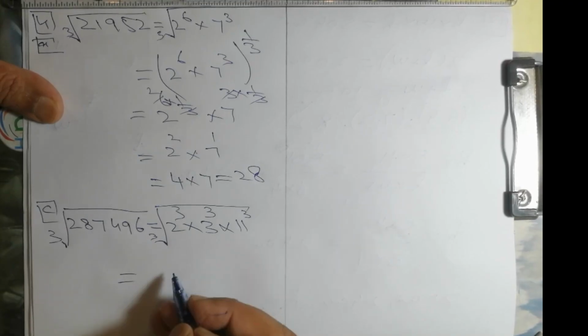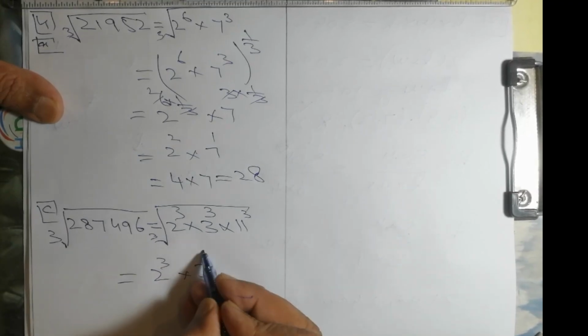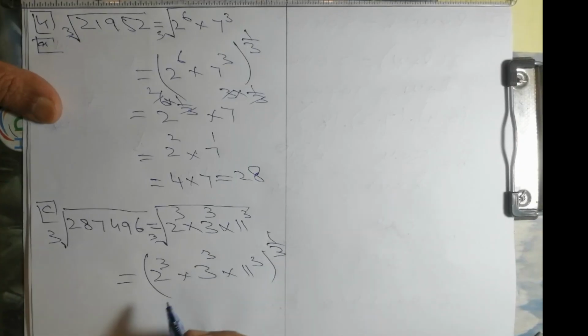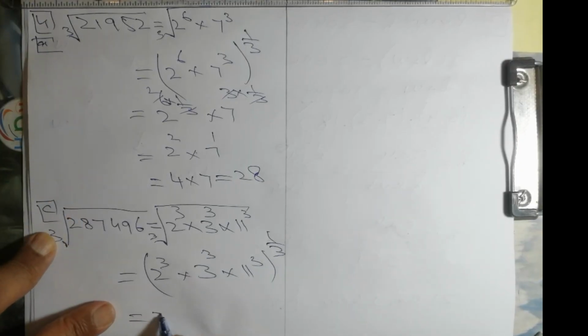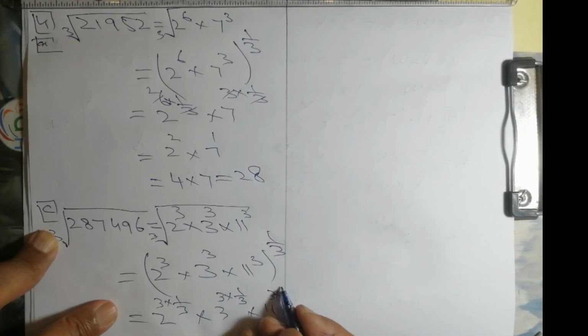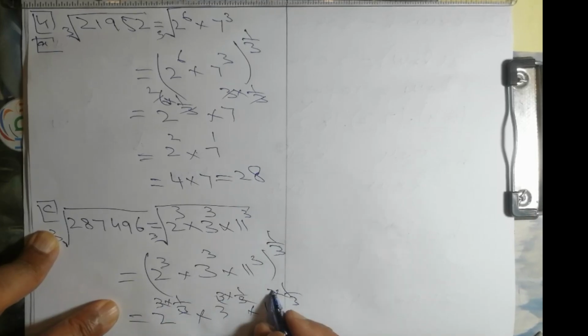sign, that is equal to 2 raised to power 3, 3 raised to power 3, 11 raised to power 3 whole 1 by 3. So 2 raised to power 3 into 1 by 3, this power will be multiplied with this one. 3 raised to power 3 into 1 by 3 and 11 raised to power 3 into 1 by 3. So this will be cancelled. So 2 into 3 into 11, 66 is the answer.